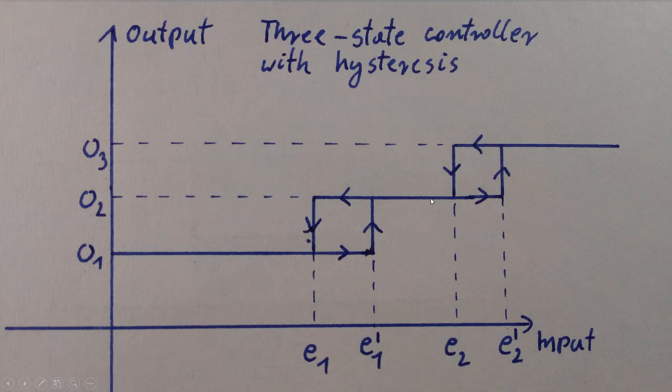And again, it gets smaller and smaller. It goes with this flow. So when it reaches E1, it changes its state to O1 again.